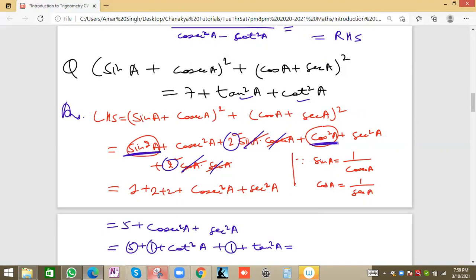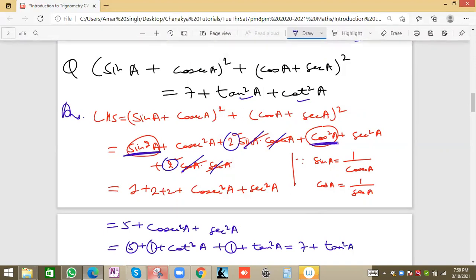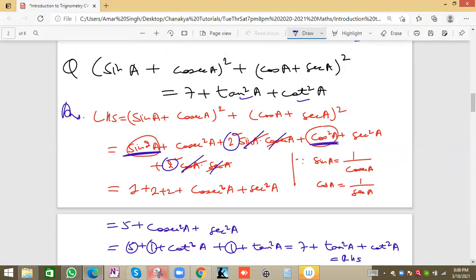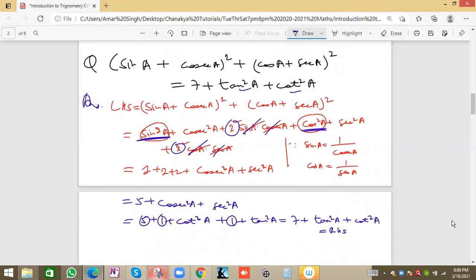So we get 5 plus 1 plus 1, which is 7, plus tan square A plus cot square A. Every time we have to see what answer we have to find or prove. On the right hand side we have tan and cot terms. So 5 plus 2 is 7 plus tan square A plus cot square A, and this is the right hand side value. Easy question, please note it down.